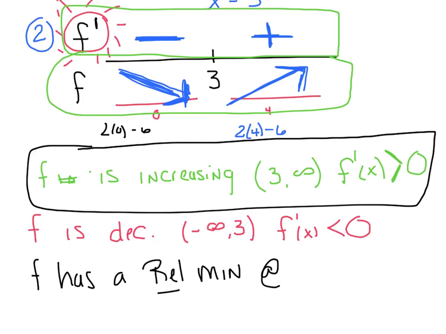And you can abbreviate it rel min, that's fine, that's full credit on the exam, at x equals 3. Okay, so that's 1 point for that. Now I have to justify. How do I know I have a min? Well, remember it's calculus, so say something about the derivative.